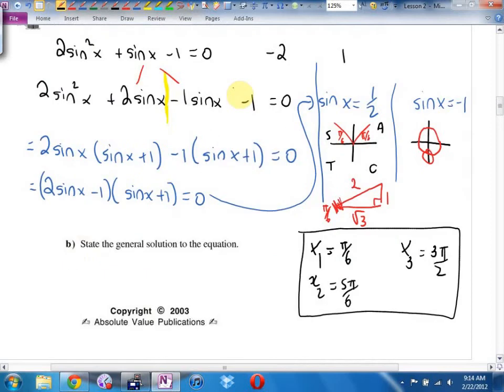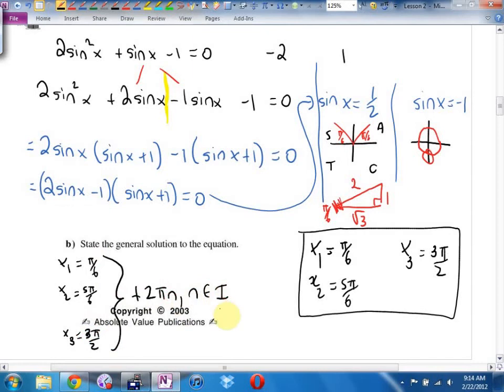Okay. So the general solution is going to be, I'm going to write x1 is pi by 6. Underneath it, x2 is 5 pi by 6. Underneath that, x3 equals 3 pi by 2. I'm going to put a curly arrow for all of those. It's plus 2 pi n, where n is an integer. That's it. That's a quadratic trig. Almost the longest questions you'll do all year, but not quite.